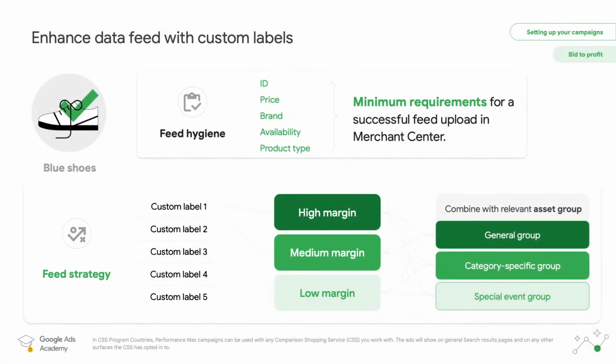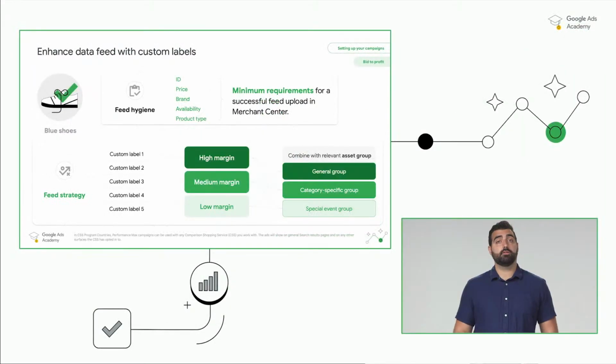In order to bid to profit or label products for other business goals, you can use custom labels within your Google Merchant Center feed. You simply tag the products that are high margin with a custom label, and as previously mentioned, you can then target a campaign only going after this custom label and set a lower ROAS target to help scale your most profitable products. You can also do this for other use cases such as inventory.